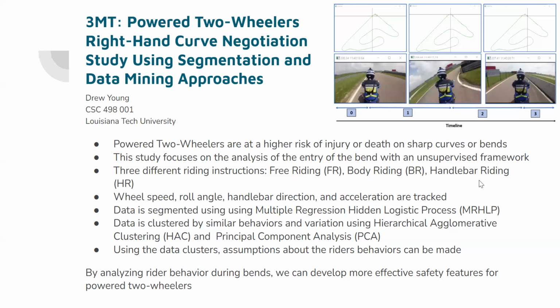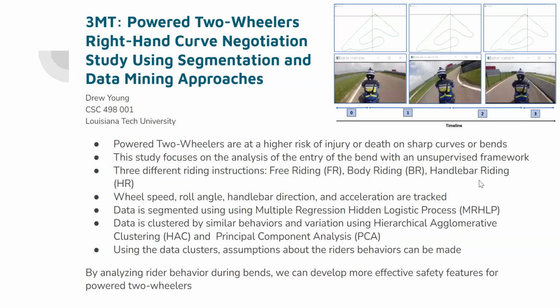This study had a set of three different instructions for the riders. One instruction being free riding, where they're just riding as they normally would. Another was body riding, where they would ride with their body as much as possible. And the last was handlebar riding, where they use the handlebars as much as possible.